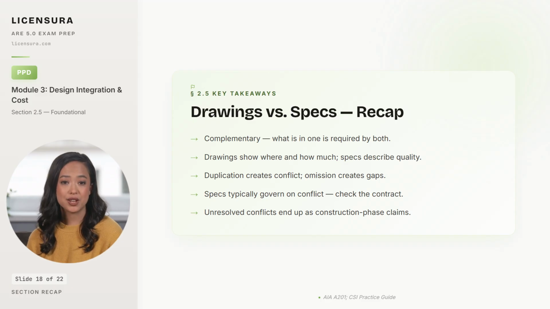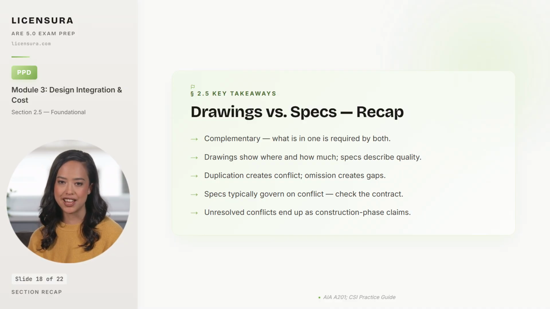Four takeaways on the drawings versus specs relationship. The two documents are complementary, not redundant. What is required by one is required by both, per AIA A201, Section 1.2.1. And the contractor cannot escape an obligation simply because it appears in only one document.